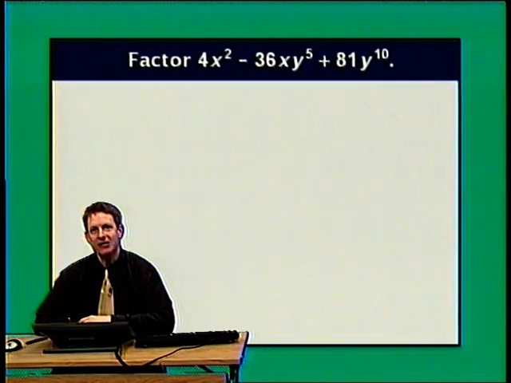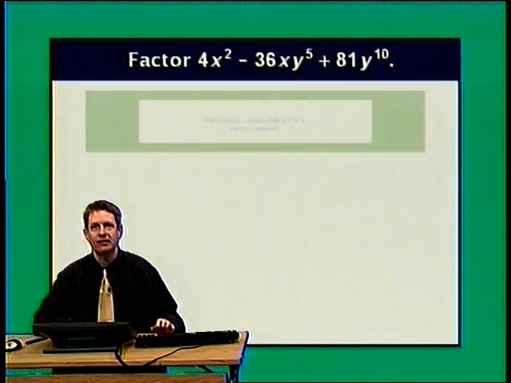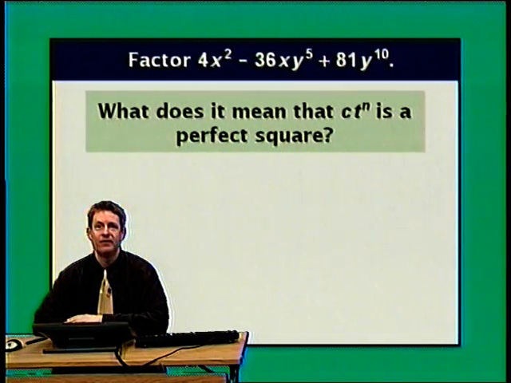All right, let's look at 4x squared minus 36xy to the 5th plus 81y to the 10th. Is this a perfect square trinomial? Well, the first thing we need to decide is, are our first terms and last terms perfect square expressions? So let's consider this in kind of a generic sense. How do we decide if c t to the n is a perfect square?